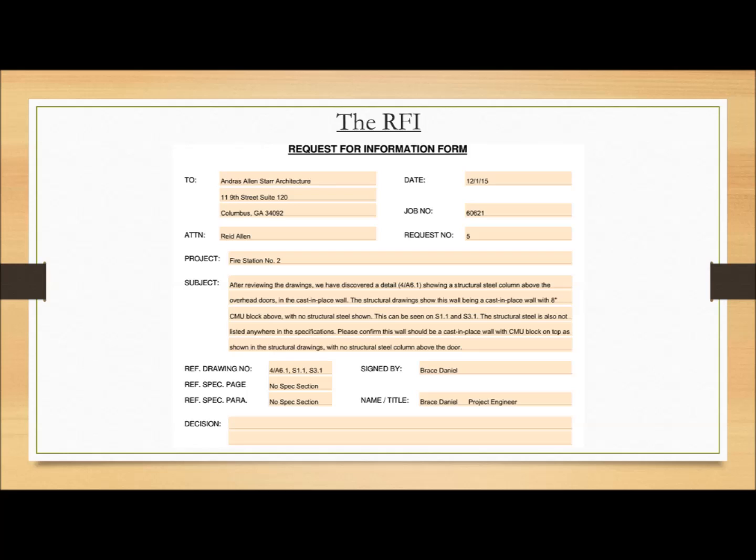To resolve this issue, the general contractor submitted an RFI with all the necessary and key components required for a solution. Once the architect received this RFI, he would then review the issue and respond promptly with an answer, signing and dating the response at the bottom.